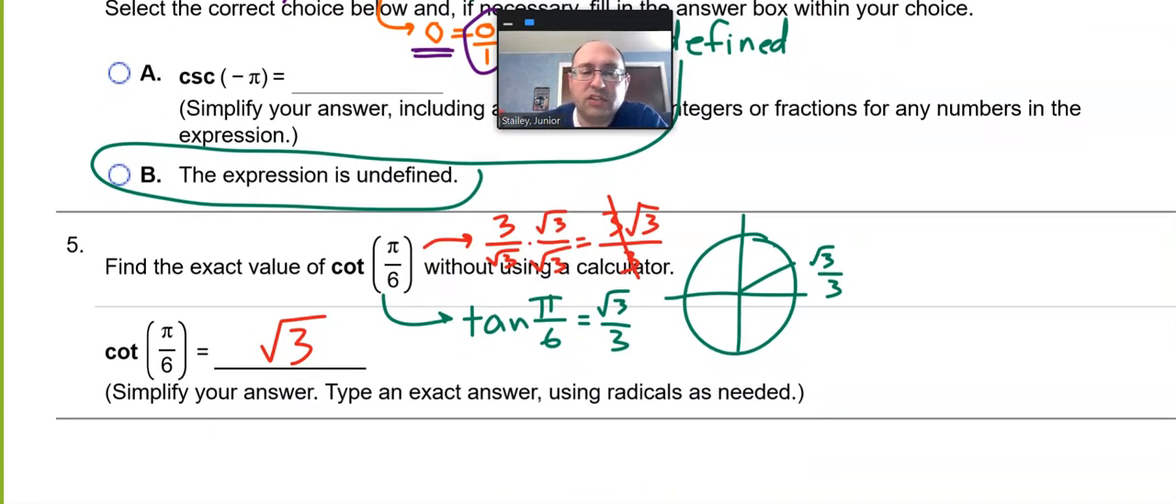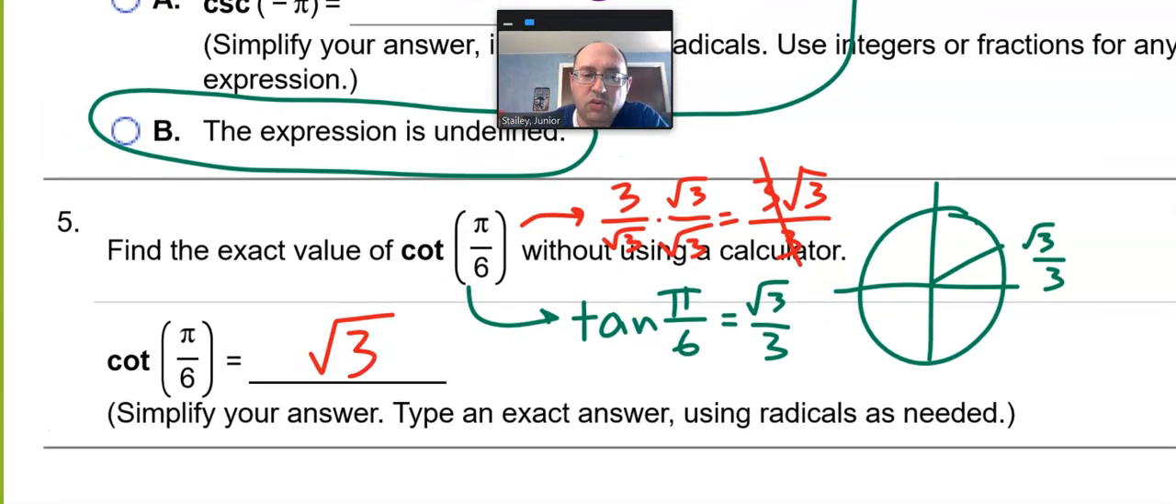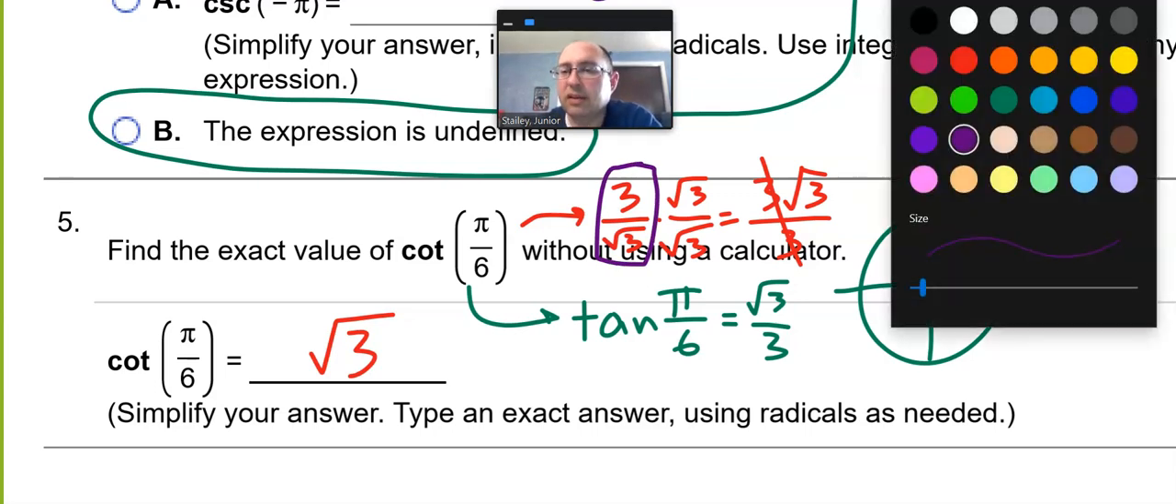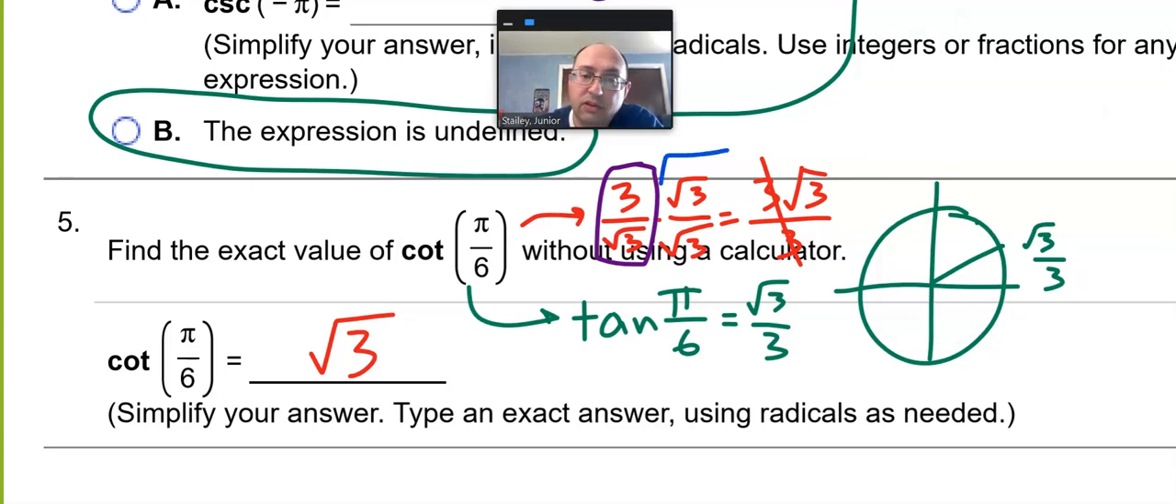Cotangent pi over 6. Okay, let's see. So obviously that goes with tangent. So I found the tangent of pi over 6. Pi over 6 is the one that's more shallow than the 1. Therefore, that's the slope of radical 3 over 3. And you'll notice right about in here, I decided to flip it over. 3 over radical 3. Of course, I had to rationalize it because Math Excel typically wants that. Now you can try 3 over radical 3 and see if it works.